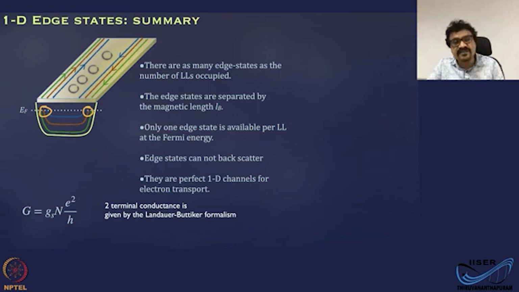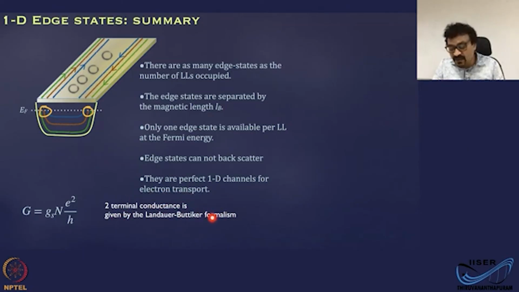What that means is, I can tell you this answer in one sentence: the resistance for these edge states will be 0. But we will discuss that in detail very soon, maybe in the next slide. What that means is, these edge states are perfect 1D channels for electron transport, because one state is one channel, and that is what you will understand when you discuss the Landauer-Büttiker formalism.